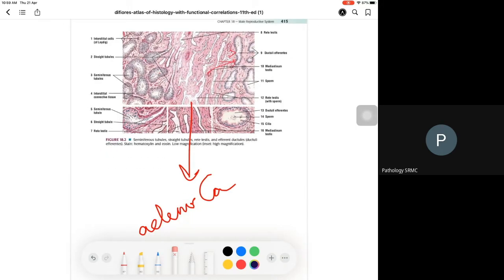Seminiferous tubule, straight tubule, rete testis, and efferent ductules, ductuli efferentis, stain hematoxylin eosin, low magnification. Interstitial cells of Leydig, straight tubules, seminiferous tubules, interstitial connective tissue, seminiferous tubule, straight tubule, and rete testis. Then low magnification: rete testis, ductuli efferentis, mediastinum testis, sperm, rete testis with the sperm. Then in high magnification: ductuli efferentis, sperm, cilia, mediastinum testis.